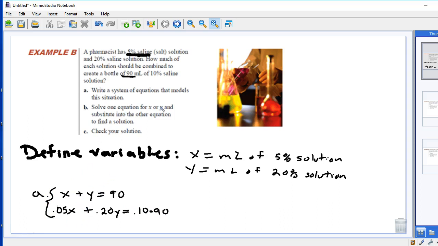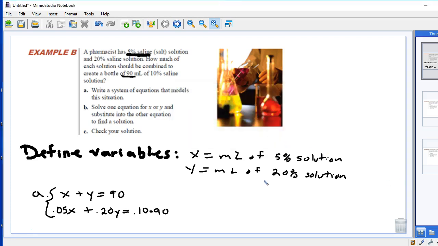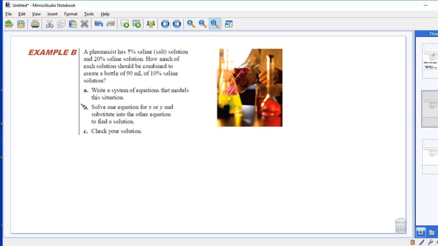Now we're going to solve one equation for X or Y and substitute in the other equation. So I can solve it for either this X or this X or this Y or this Y. Does it matter which one I solve for? No, so I just want to look at what's going to be easiest for me. I think it's probably going to be easiest to solve for this X, and it doesn't really matter which one we solve for, so I'm just picking X. So I want to solve for this X. So I have X plus Y equals 90.